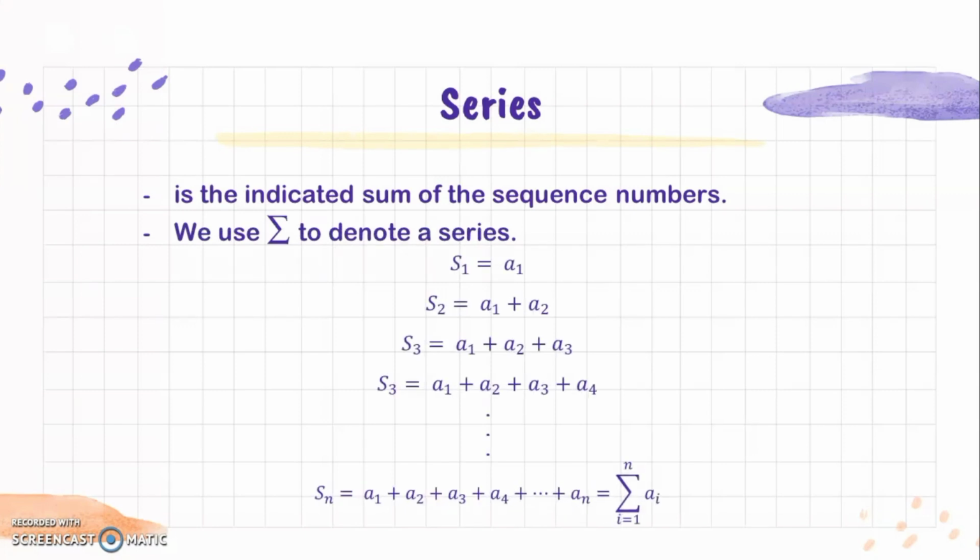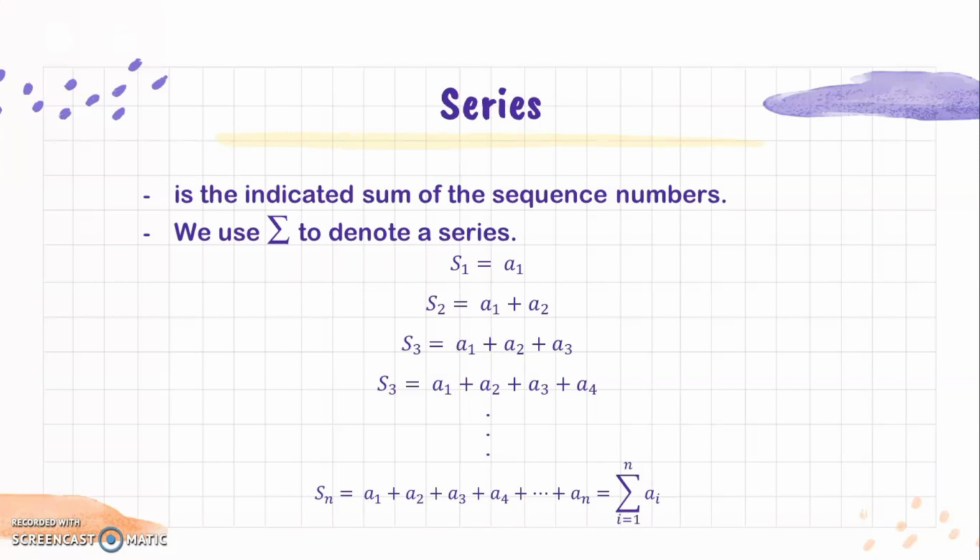So we have S sub 1 is equal to A sub 1. Let's assume that A sub 1 is the first term of a sequence. Then we have S sub 2 is equal to A sub 1 plus A sub 2, which implies that the sum of two terms is equal to the sum of A sub 1 and A sub 2. And this goes on and on until the nth term. To summarize, S sub n is equal to A sub 1 plus A sub 2 plus A sub 3 plus A sub 4 plus up to A sub n, which is equal to the sum of A sub i as i goes from 1 to n.